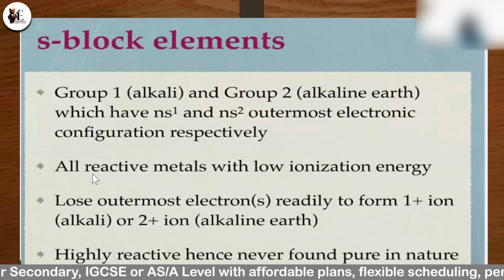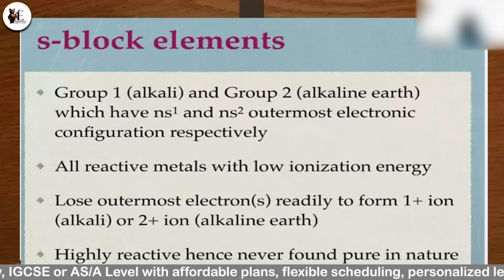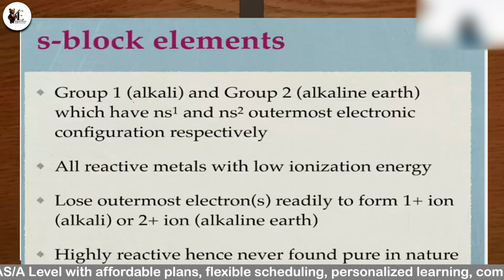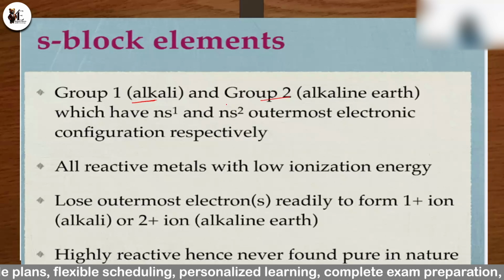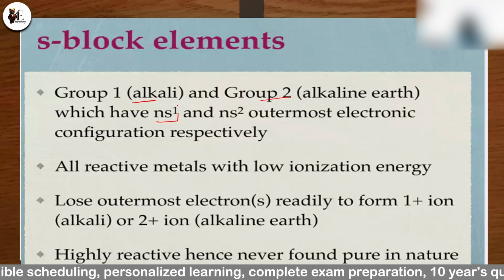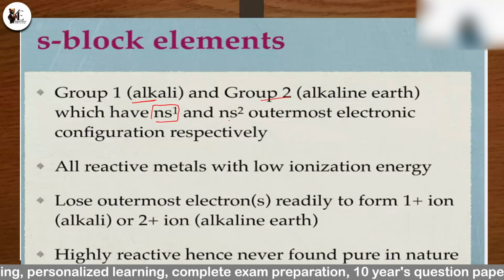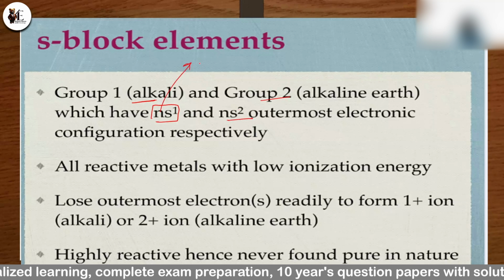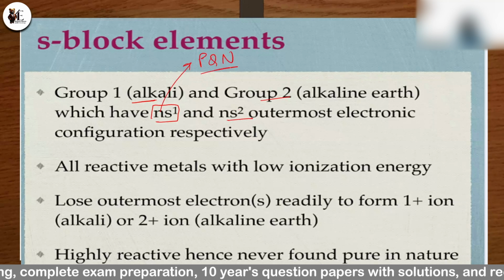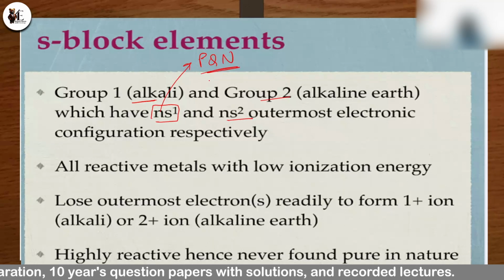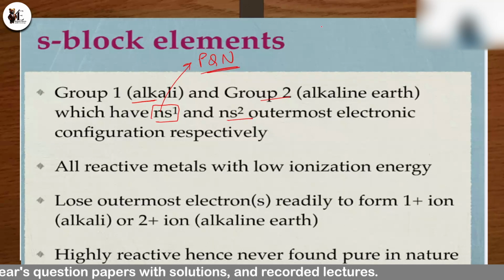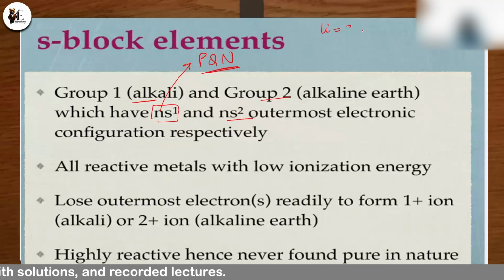Good. Now, S block elements. In S block elements, we have group 1 and group 2. Group 1 is called alkali metals and group 2 is alkaline earth metals. In group 1, we have ns1 electron configuration and group 2 is ns2. What is n? n is the principal quantum number. It tells you about the energy and the size. For example, lithium has atomic number 3. We write it as 1s2 2s1.